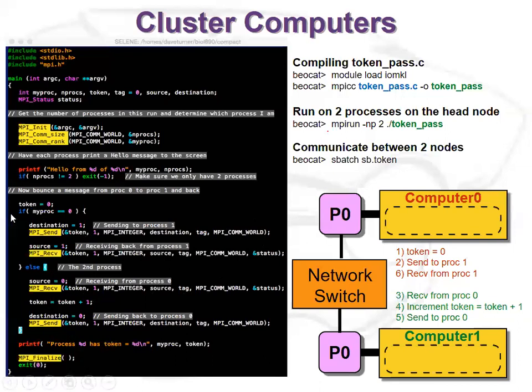So the order of things is process one's going to come here and wait for something to come in. Process zero is going to come here and send. After it's sent, then there's a message that comes in here. Then process one is going to send it out. Process zero will be here waiting. When it gets it, then it can leave this loop, and then they'll both print something out here, and then MPI finalizes the last part.